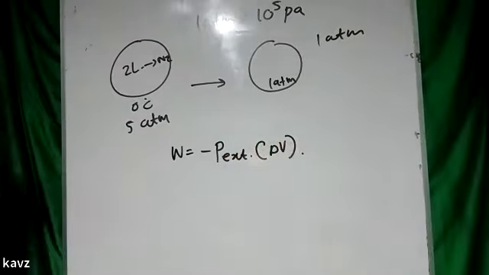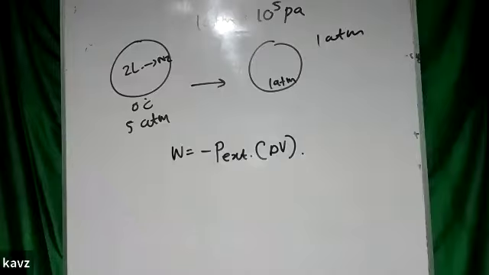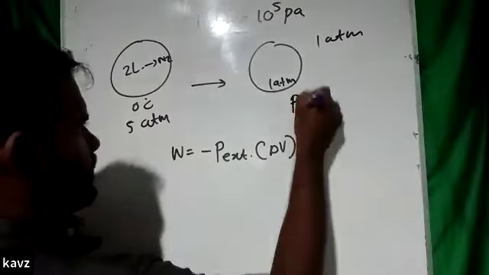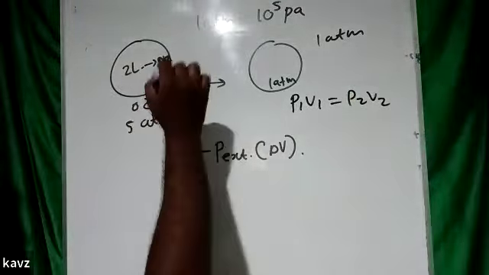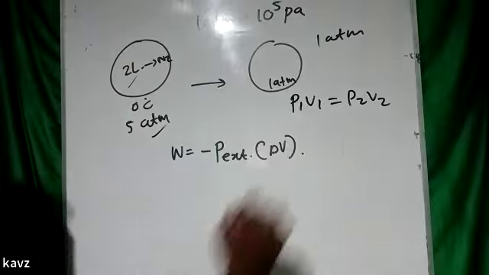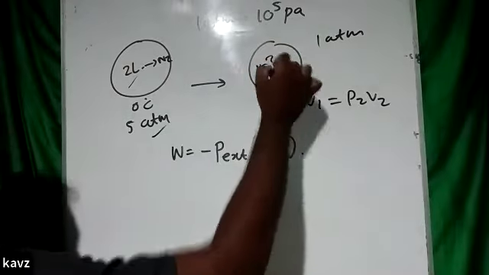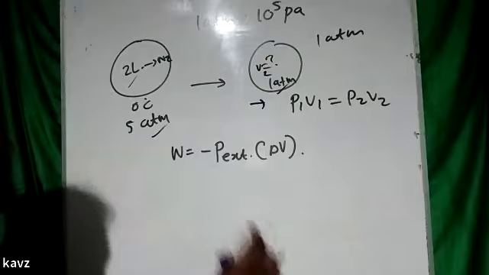delta V. But there's a problem, we don't know delta V because we don't know the final volume. So first thing you have to do is find the final volume. For that we have to assume that this is an ideal gas. When there's ideal gas, you may have noticed Boyle's rule, P1 V1 equals P2 V2. You know P1, V1 and P2. You only have to find V2. So let's get started with that.